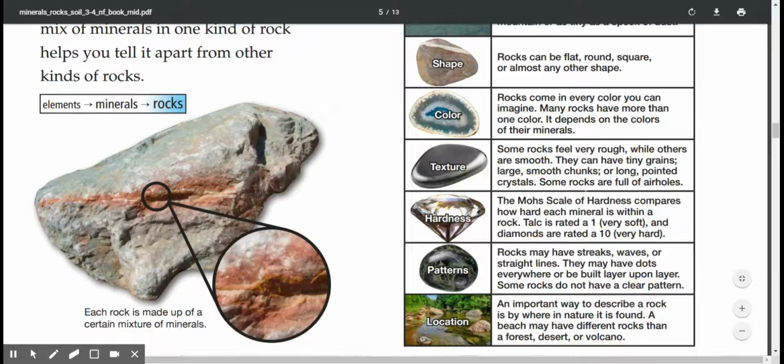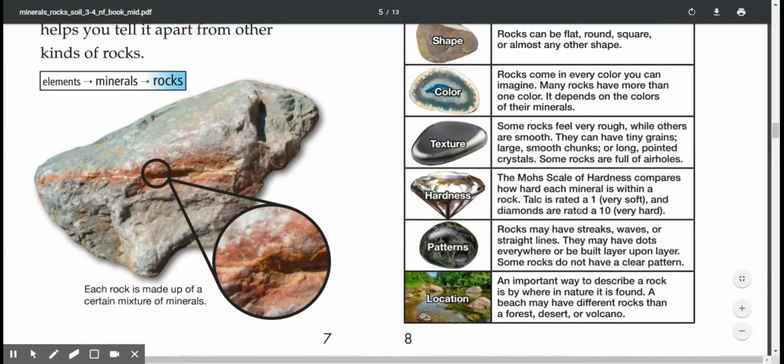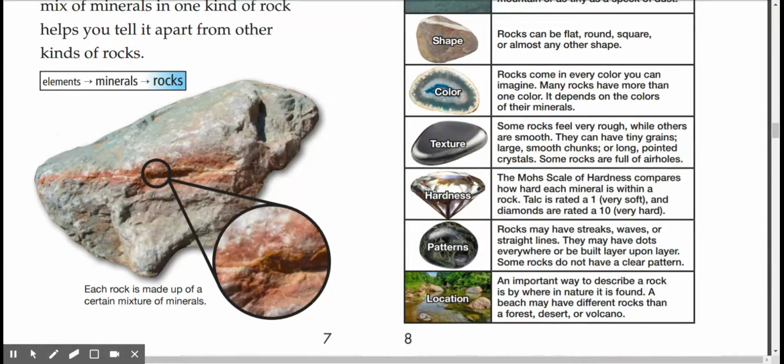All right. Texture. If you've ever picked up a rock, you might have felt it was really smooth, or it might have been really jagged and it almost hurt your hand to rub it across the top. They can have tiny grains, large, smooth chunks, long, pointed crystals. Some of them even have air holes inside of them.